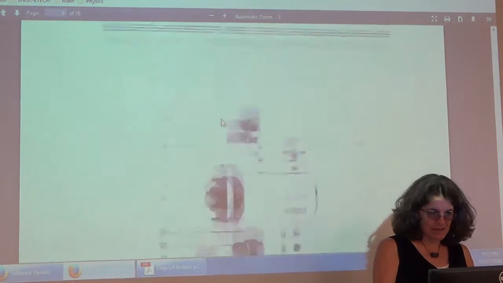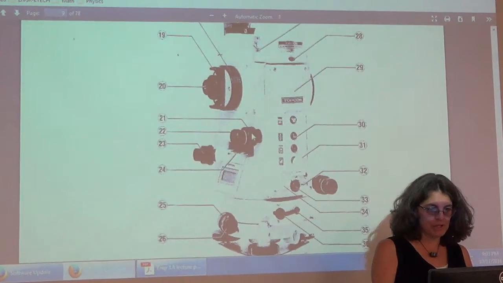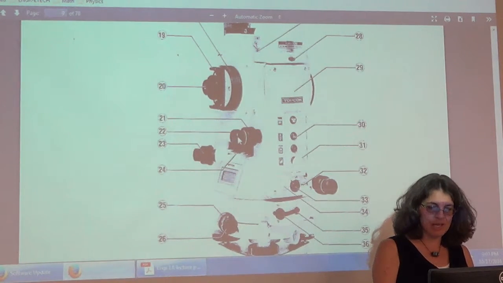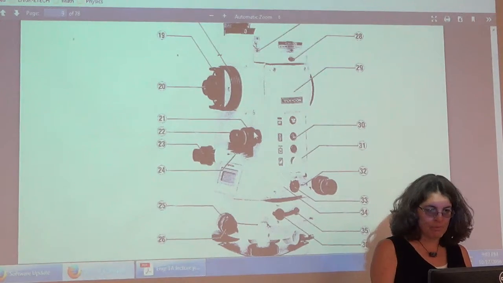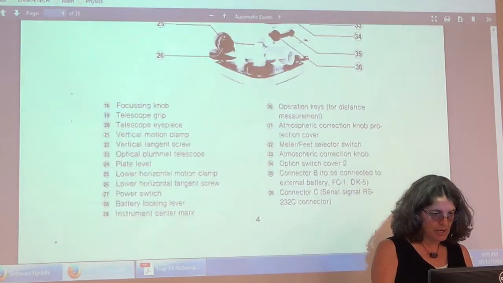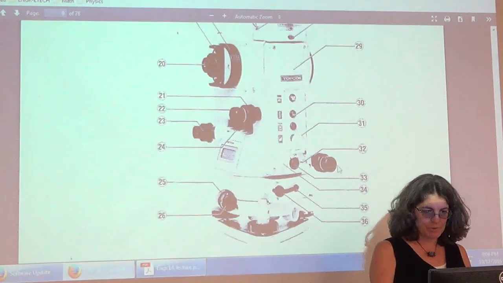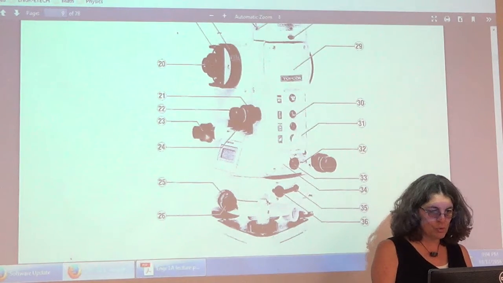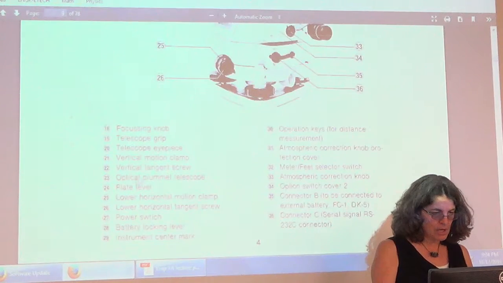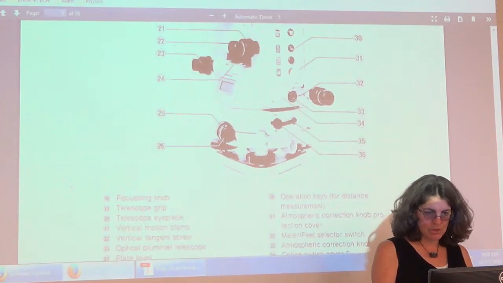Let's see. So here, look, 21 and 22. What do you think 21 and 22 are? So one's locked, one's tangent, and since it's so high, I would guess that it's the vertical. So let's see. 21 and 22, yeah, vertical. And then this one was on the other side. Okay, well, how about here? 23 is probably the upper plate, I'm going to guess. Oh, no, that's the optical plumb. And what's 33?